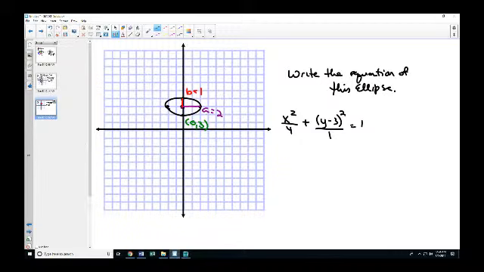What would happen if A and B were both 1? It would just be a circle. It'd be a circle. You got it.